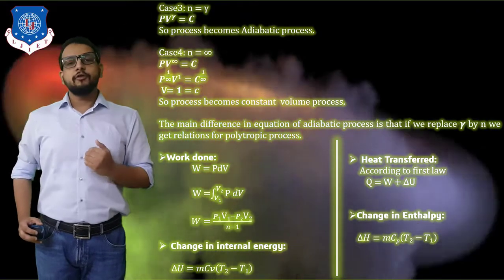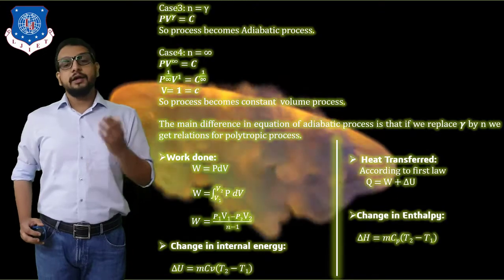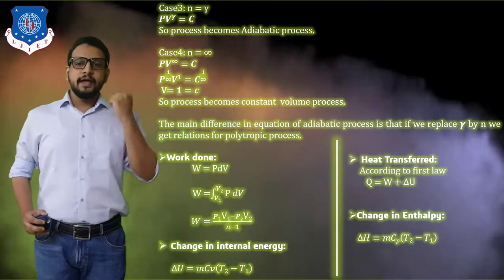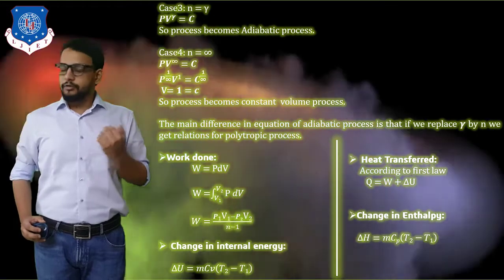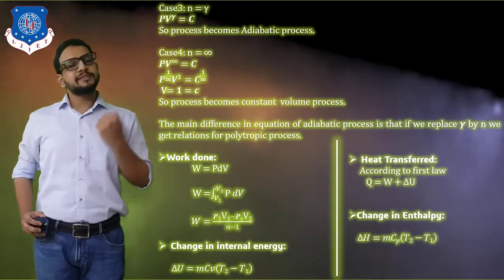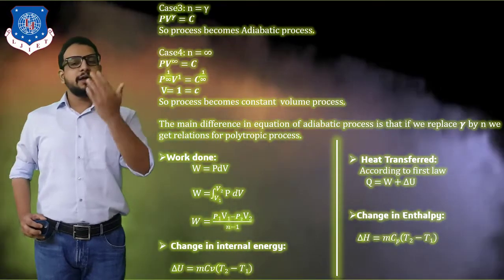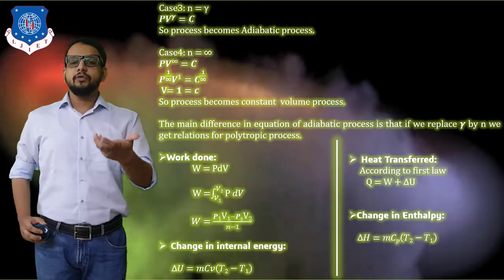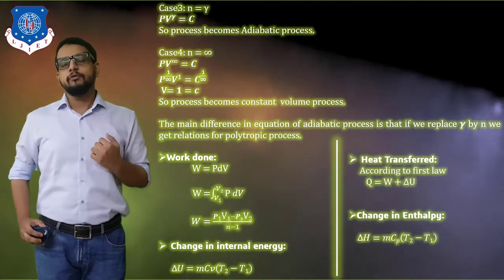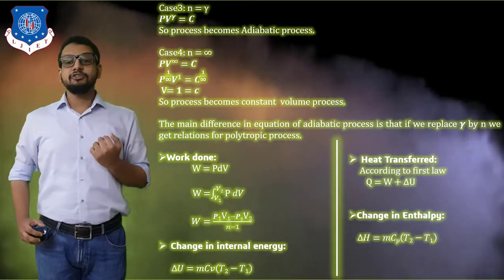Again, the formula of delta U is going to remain the same, that is n Cv (T2 minus T1). Next task is to determine heat transfer for this process. We know according to the first law of thermodynamics that Q is equal to delta U plus W. So we can directly apply this equation by determining work done and delta U in order to determine the answer of heat transfer.